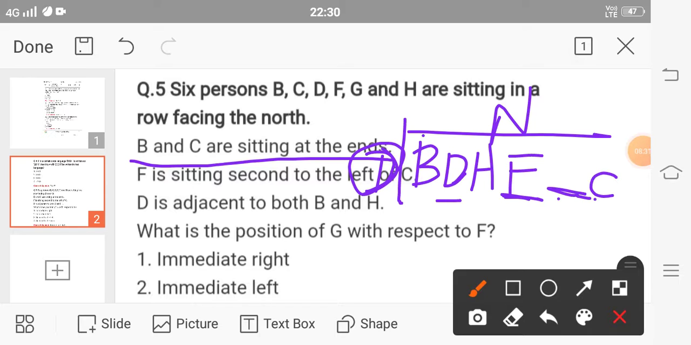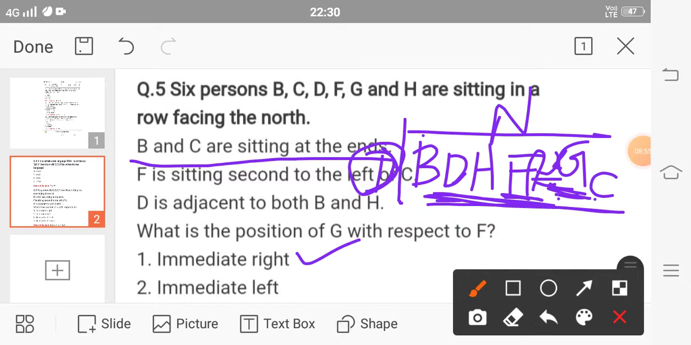What is the position of G? Where is G placed in this row? We observe here an empty place. So here G. So the position of G with respect to F. With respect to F, it is to the right of F. So immediate right.